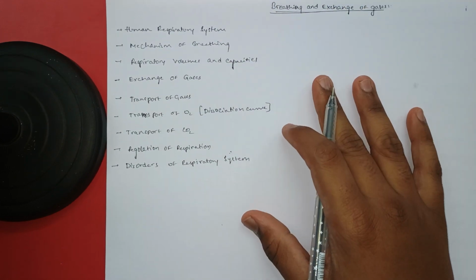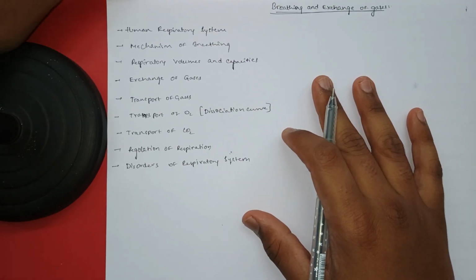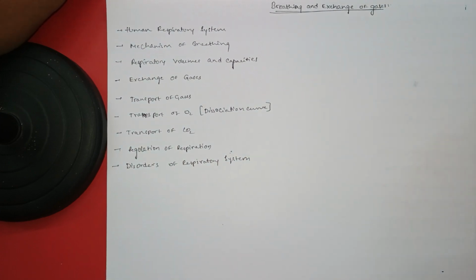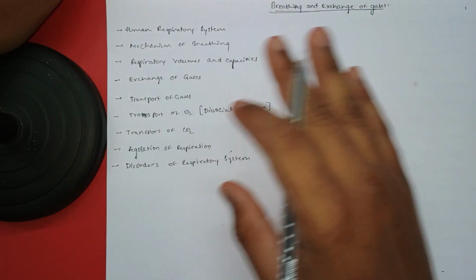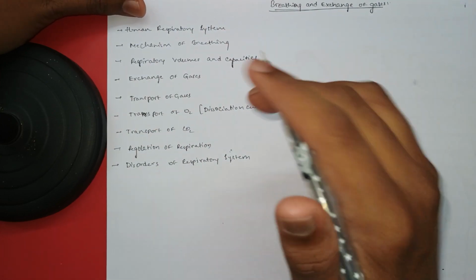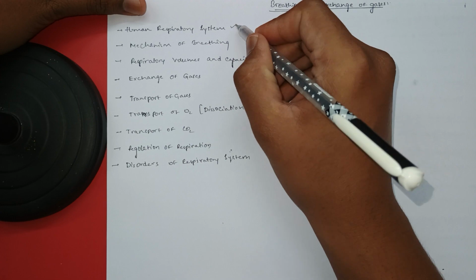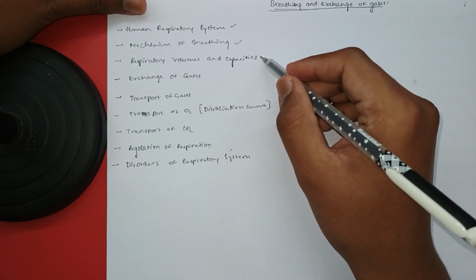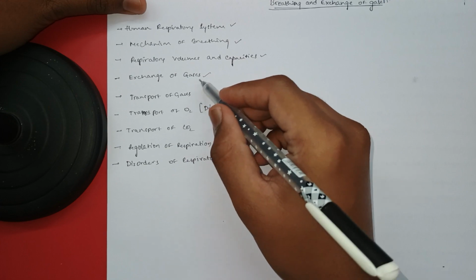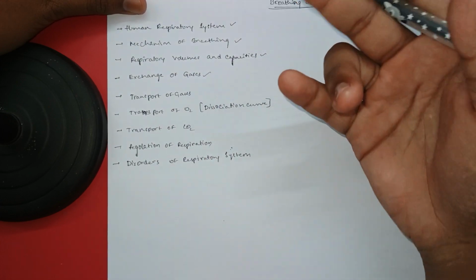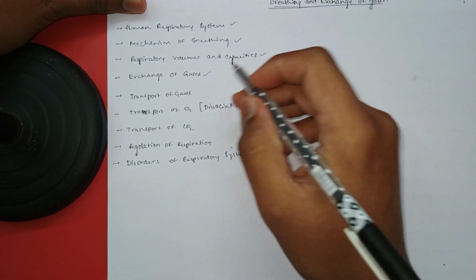So let us start with today's explanation of breathing and exchange. As I said, we'll not keep explaining each and everything, but we'll be explaining all the important topics. And these are your NCERT topics only. We'll be covering the human respiratory system, mechanism of breathing. After that, we'll be covering respiratory volumes, exchange of gases. In the exchange of gases, we'll be discussing how gases get exchanged in the alveoli and lungs, everything.